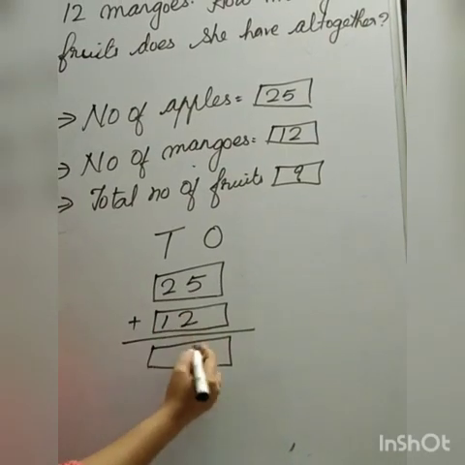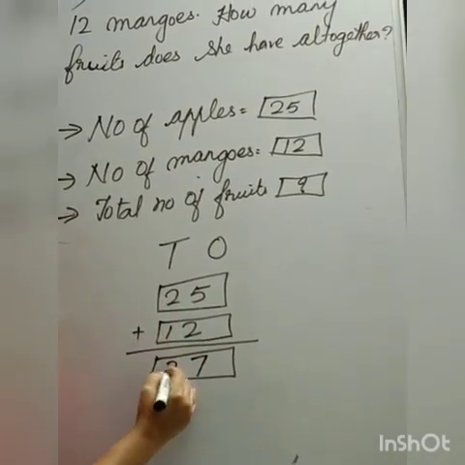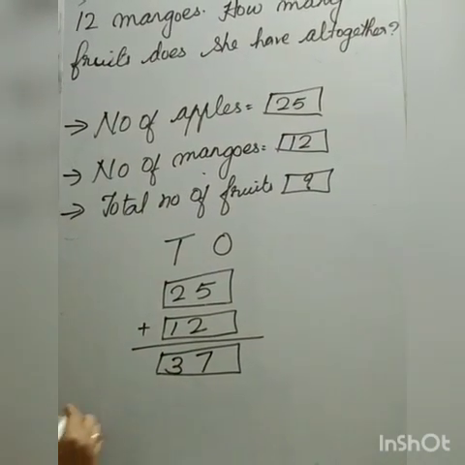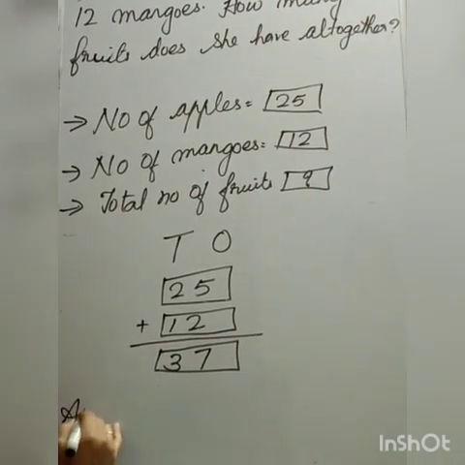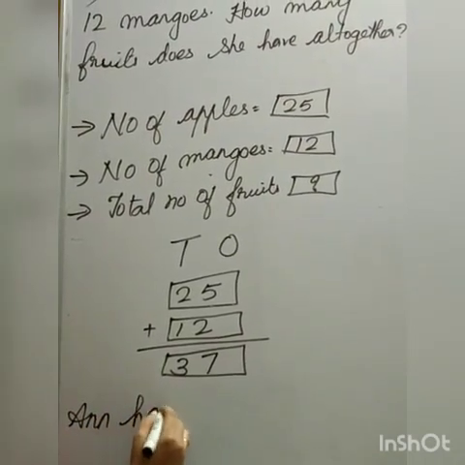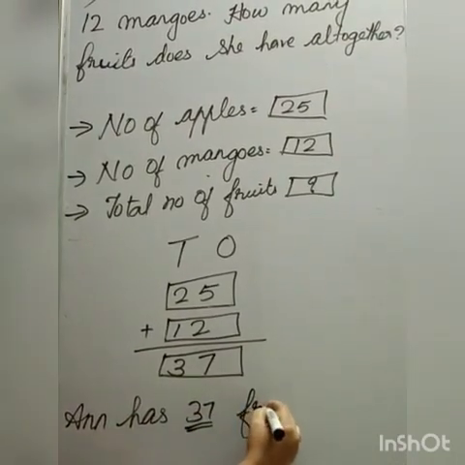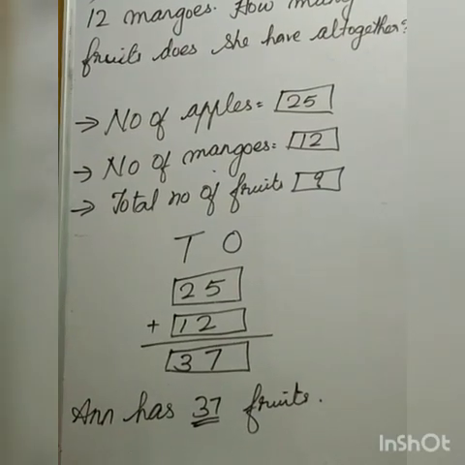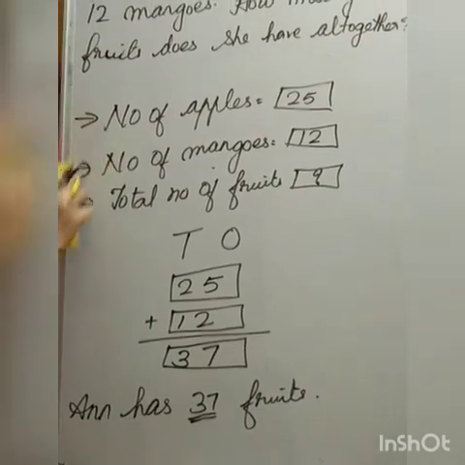5 plus 2, 7. 2 plus 1, 3. What is the answer? 37. So I have to write Anne has 37 fruits. Clear? Very good. Now you have homework.